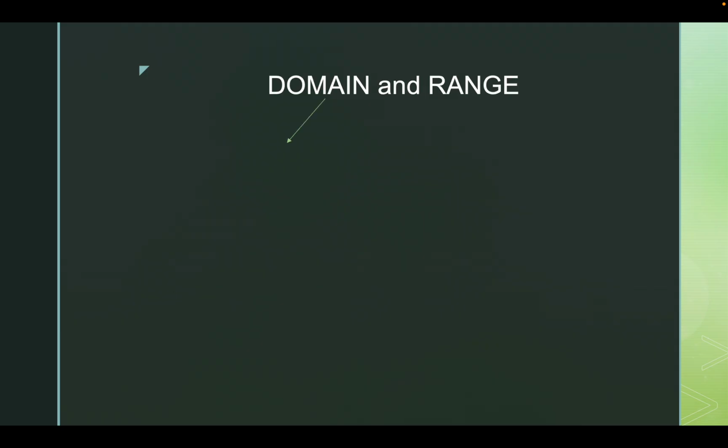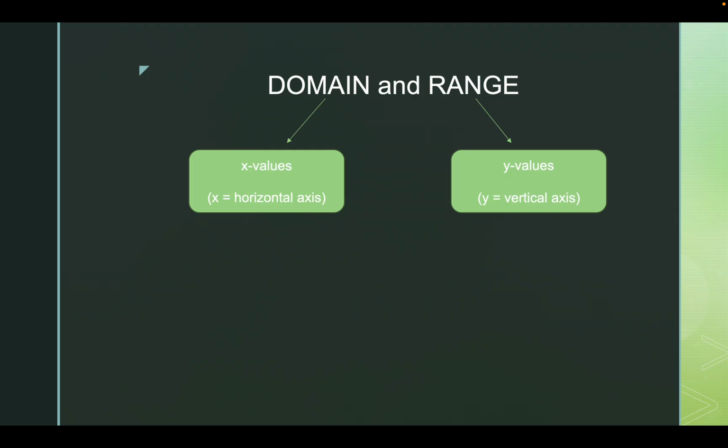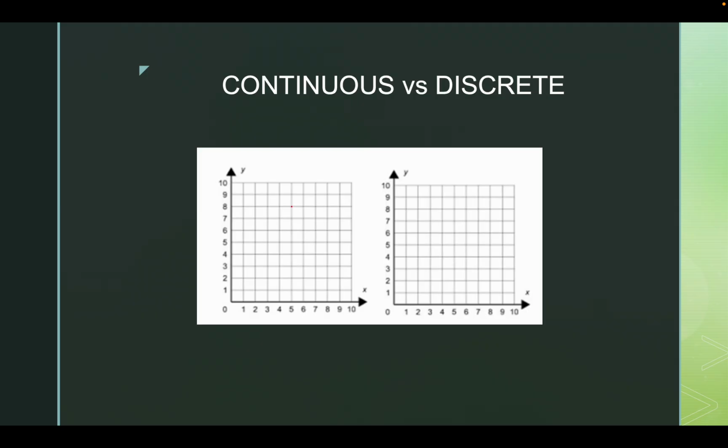Domain and range. Domain refers to the x values, the horizontal axis on our coordinate plane. The range refers to the y values, the vertical axis in our coordinate plane. Again, this is our x-axis. Here is our y-axis.